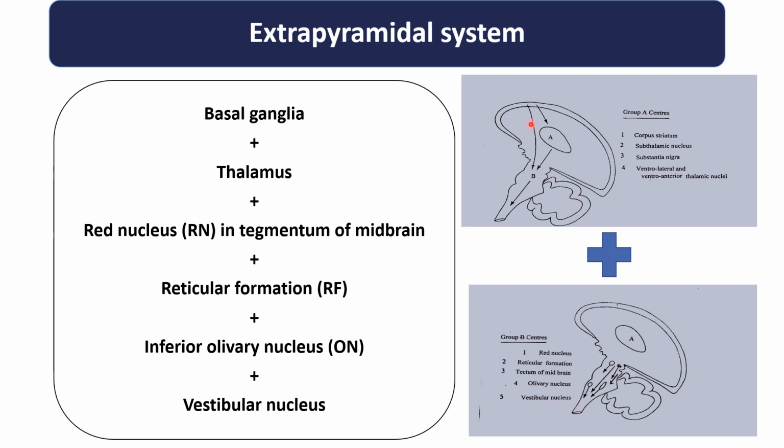There are various pathways which connect either directly from the cortex to the group B centers, or from the cortex to the basal ganglia, and then from the basal ganglia to the other structures in the group B centers. So combinedly, the group A and group B centers, in which all these structures are included, are considered as the extrapyramidal system.